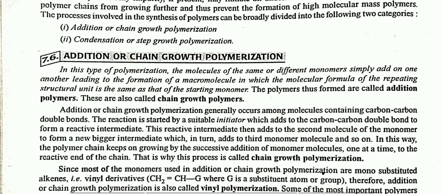Addition or chain growth polymerization generally occurs among molecules containing a carbon-carbon double bond. The reaction is started by a suitable initiator which adds to the carbon-carbon double bond to form a reactive intermediate. This reactive intermediate then adds to a second molecule of monomer to form a new, bigger intermediate, which in turn adds to a third monomer molecule, and so on. In this way, the polymer chain keeps on growing by successive addition of monomer molecules, one at a time, to the reactive end of the chain. That is why this process is called chain growth polymerization.